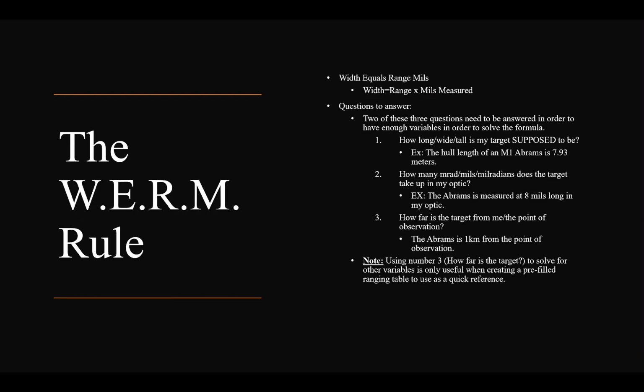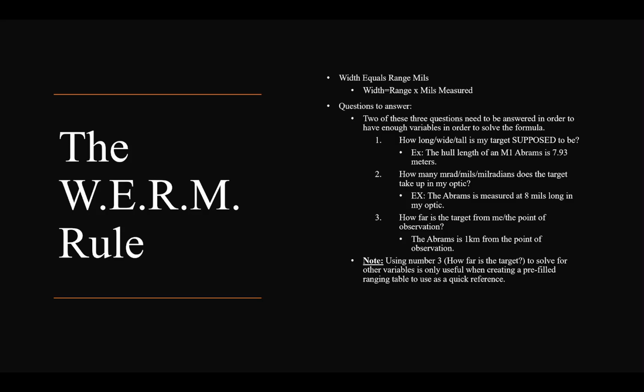So, what is the WERM rule then? The WERM rule, also width equals range times mils, more easily said, width equals range times mils measured, is a mathematical formula that uses a bunch of geometry that you don't necessarily have to know to use, in order to figure out how far away something is.